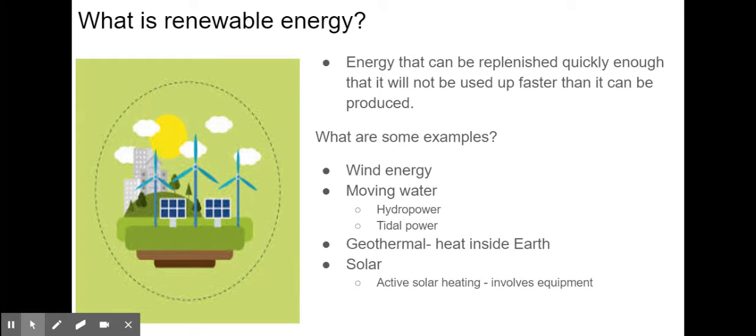They have two types of solar energy. One is active solar heating that involves equipment. Like if you're heating the water in your swimming pool, you need solar panels for that. So that's equipment. That would be active solar heating. Passive solar heating does not involve any equipment. That would be like you sitting in front of a window when the sun comes in to warm up. So there's no equipment involved.